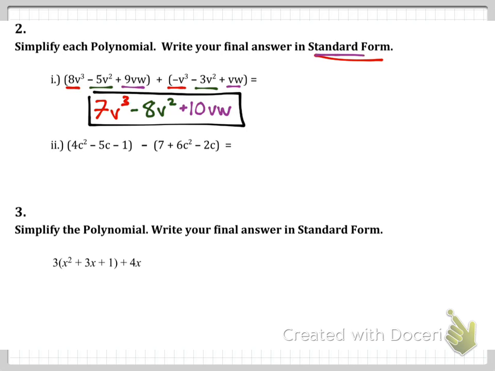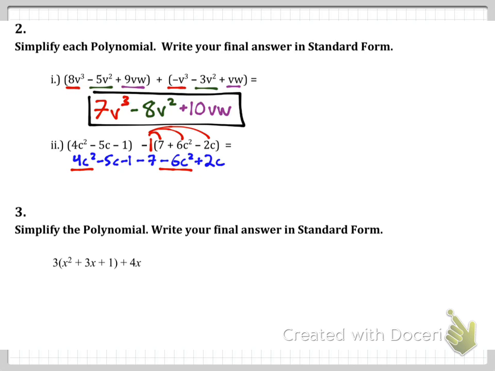All right, for the next one, the trick is that we're subtracting. And so for that, what we need to do is distribute a -1 to all 3 of those on the right. So let's do that first before we combine like terms. Otherwise, we make the mistake of only subtracting the 7. It is -1 times 7 is -7. That's one we all remember. But -1 times 6c is -6c. And -1 times -2c is +2c. So make sure that sign switches to the opposite.